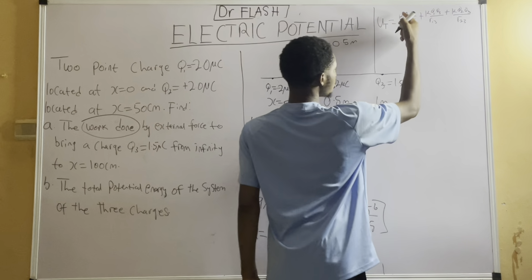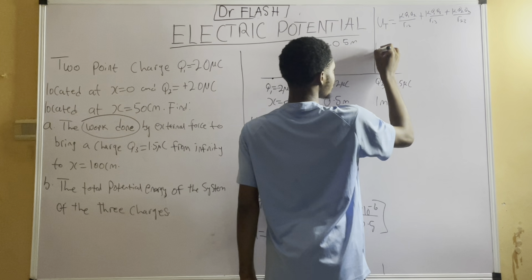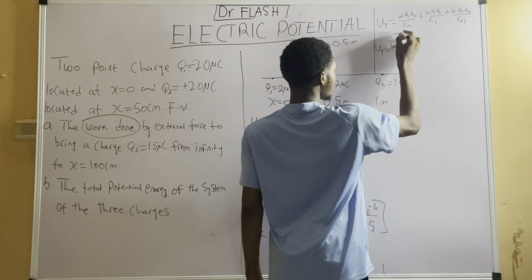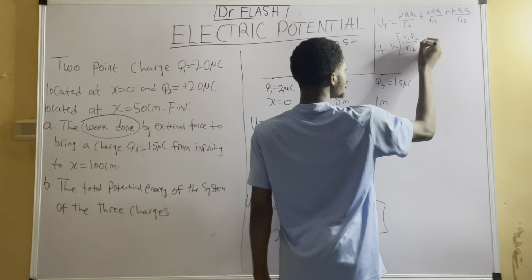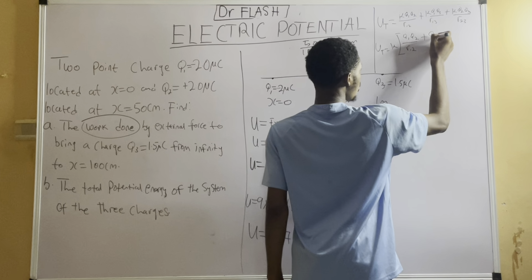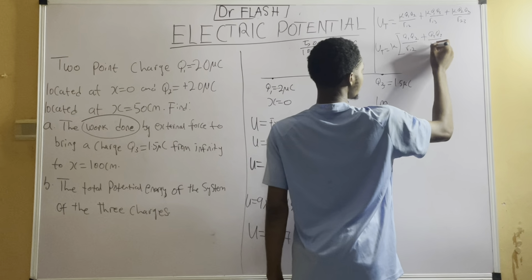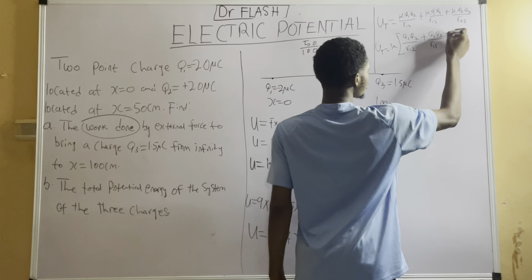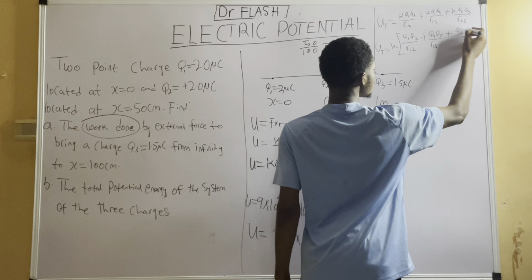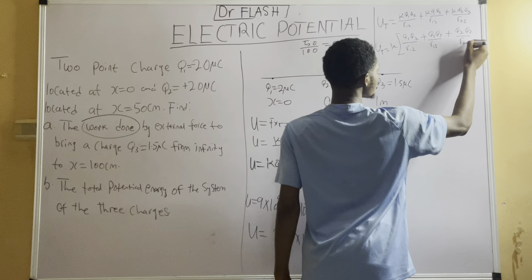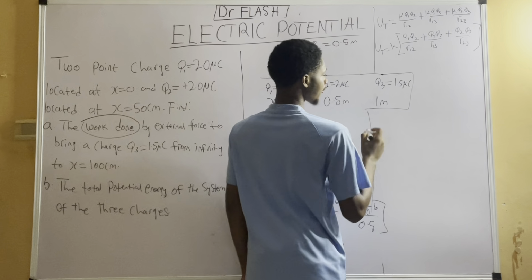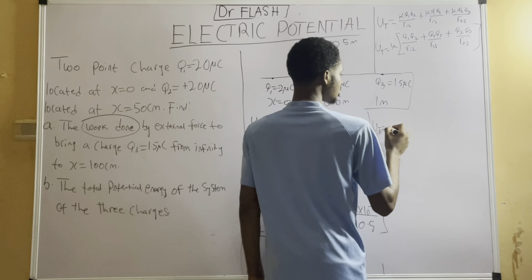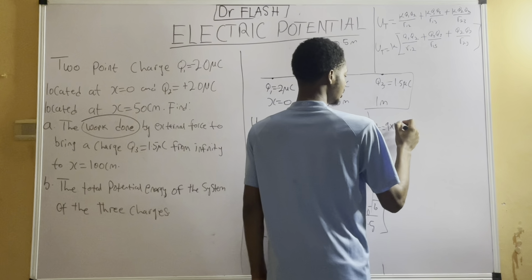So to do that, we know K is a constant. We're going to have U total equals K in brackets, Q1 Q2 divided by R12 plus Q1 Q3 divided by R13 plus Q2 Q3 divided by R23. That's how it is done. So to solve that problem, I'm going to do it here. U total equals K, which has a value of 9 times 10 to the power of 9.